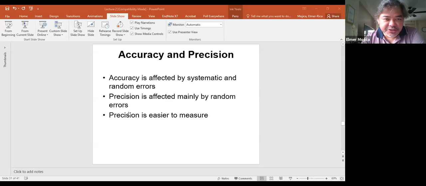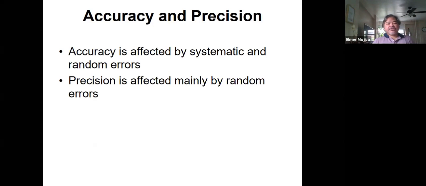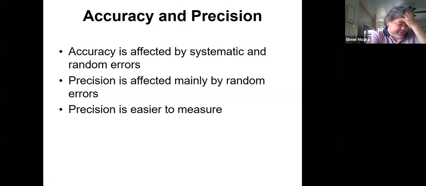Let us continue with the accuracy and precision discussion. As I've told you, accuracy is affected by systematic and random errors, and precision, on the other hand, is affected mainly by random errors. And between the two, precision is easier to measure.